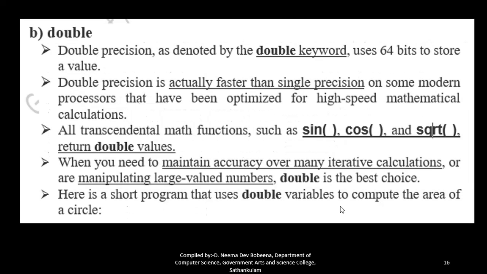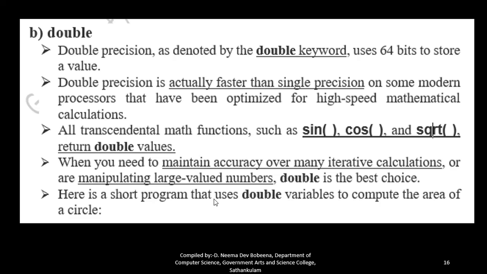Double precision is denoted by the double keyword. It uses 64 bits and it is faster than single precision on some processors. Mathematical functions like sine, cos, square root, etc. return double type values. If we want to maintain accuracy, then we can represent those data as double type data.